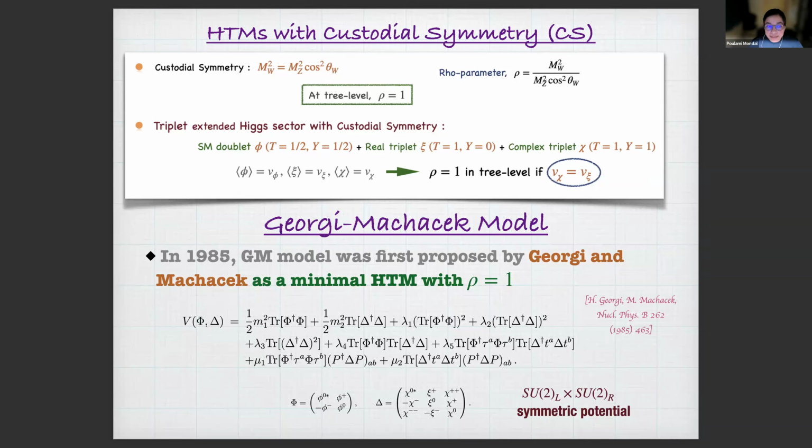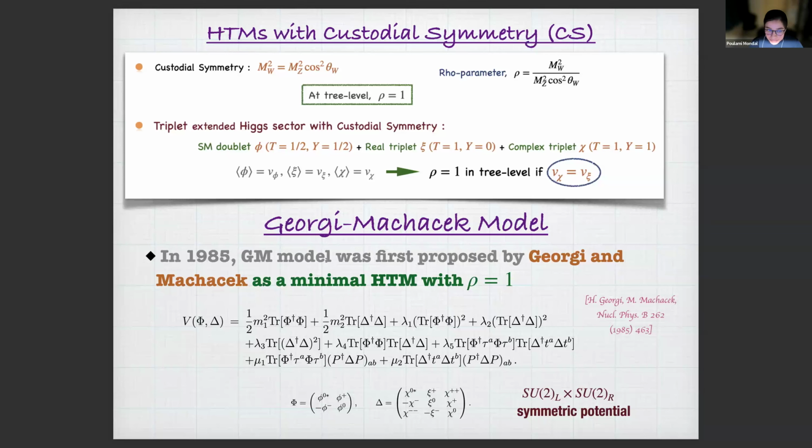How? After electroweak symmetry breaking, this Higgs doublet will gain a vev V5, and this real triplet gains a vev Vξ, and this complex triplet gains Vχ. So in order to get rho equal to 1 at tree level, we have to have Vχ equal to Vξ. That is, the vevs should be equal for both the real and complex triplet. So this is the kind of arrangement to get custodial symmetry for the Higgs triplet extensions.